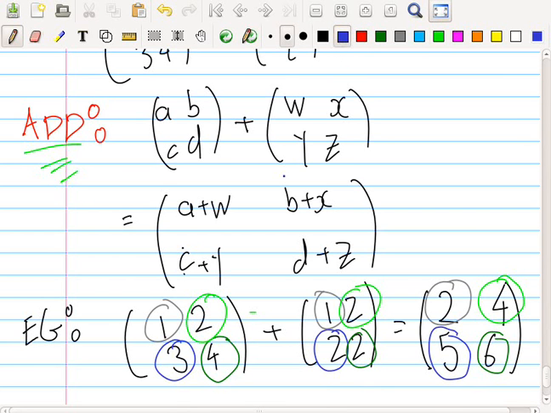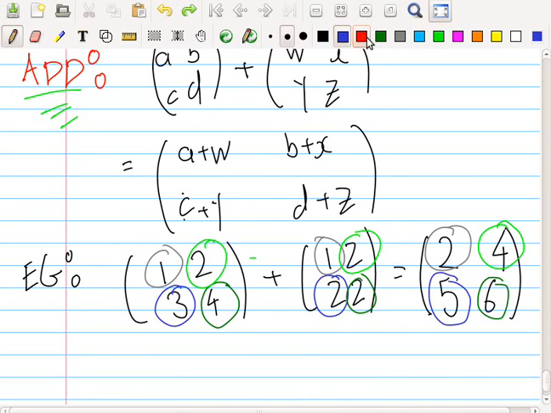And what about minus? Well, minus would be exactly the same. If this was minus, then these would be minus. So adding and subtracting is the same. I won't even bother to write the minus down. It's exactly the same as the add. Okay.